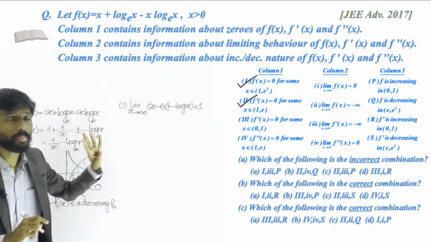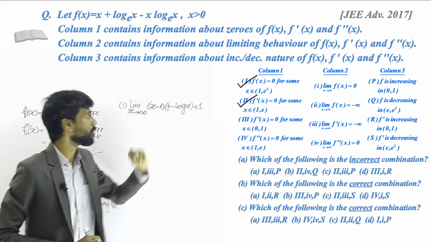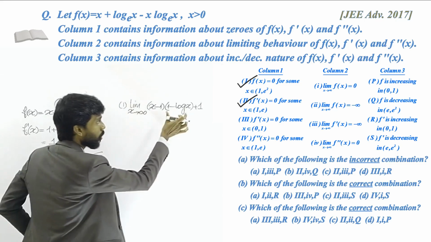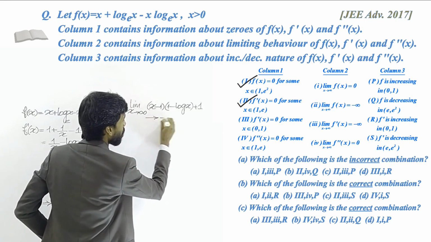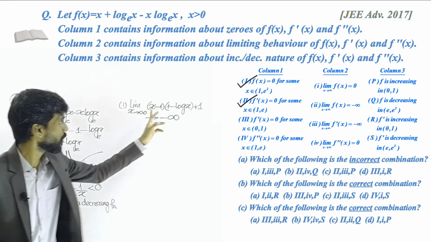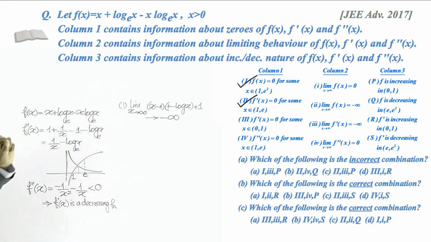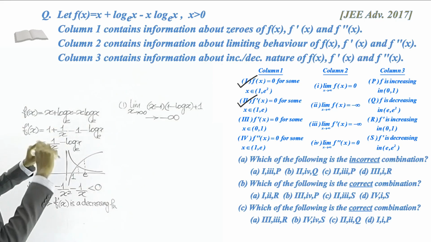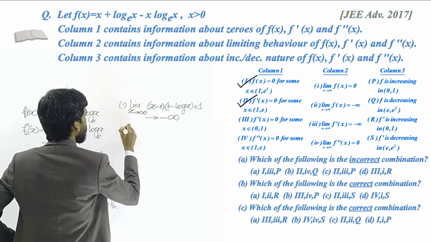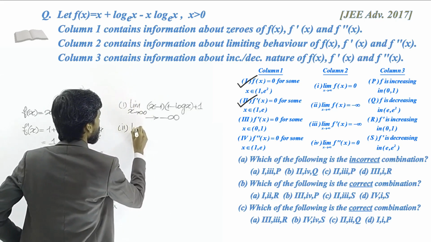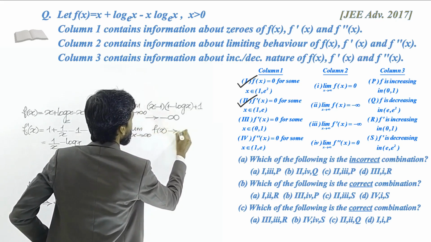Now it is easy to find the limit. Substitute infinity. What is infinity minus 1? Infinity, and 1 minus log infinity is minus infinity. So this whole thing becomes infinity times minus infinity, so this value tends to minus infinity. So the first option is not correct, but the second one is correct. Limit x tends to infinity, f of x is minus infinity.